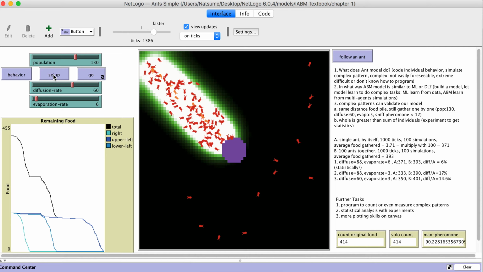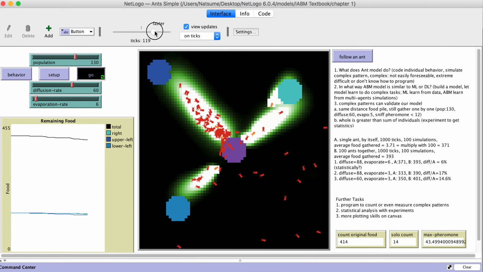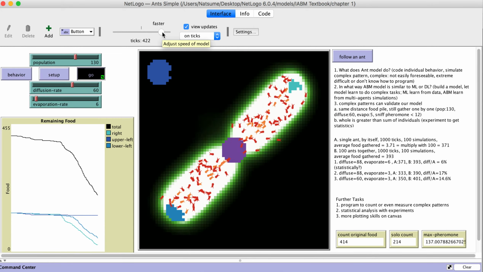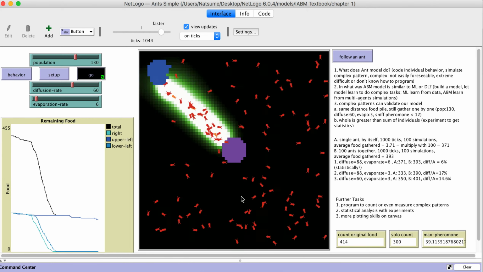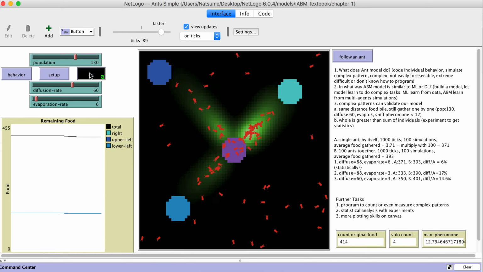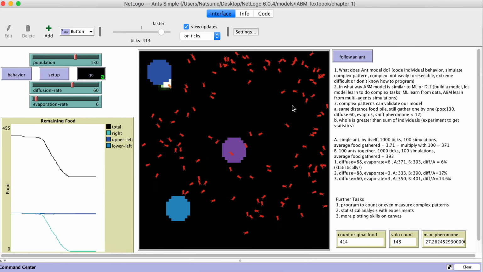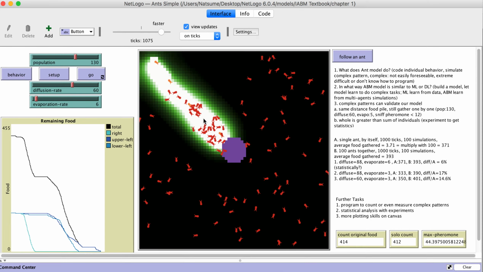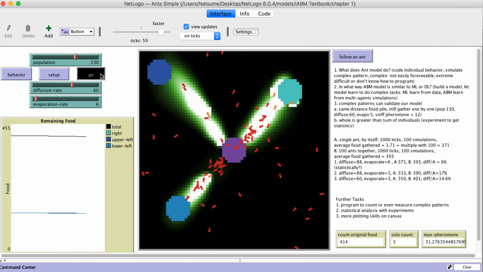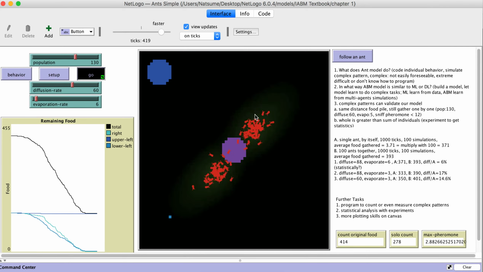Okay, we can do it again, make it faster. Now this time it seems that both piles of food are gone at the same time. Let's try again. Now this pile first. Okay, this 2 and this, and then this one. But for the last 2, the ant colony devoted equal amounts of effort to get those 2 piles of food. Now this finished at the same time.